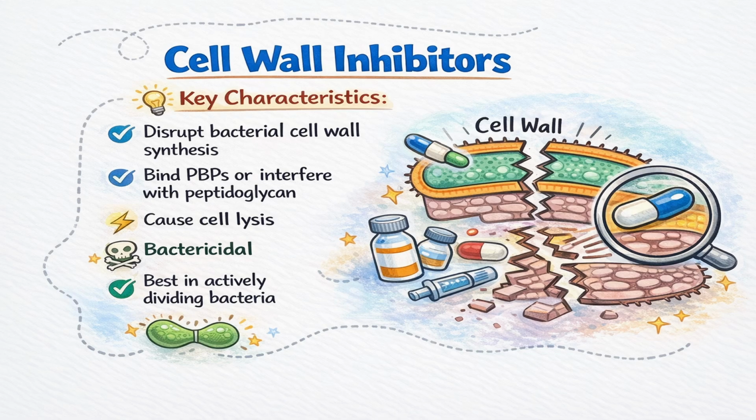Cell wall inhibitors disrupt peptidoglycan synthesis. It is an essential component of the bacterial cell wall. Most bind to penicillin binding proteins, also known as PBPs, preventing cell wall formation. Because human cells don't have cell walls, these drugs are generally well tolerated. So, nursing focus: most effective in actively dividing bacteria, monitor for allergic reactions, and watch renal function with many drugs in this group.